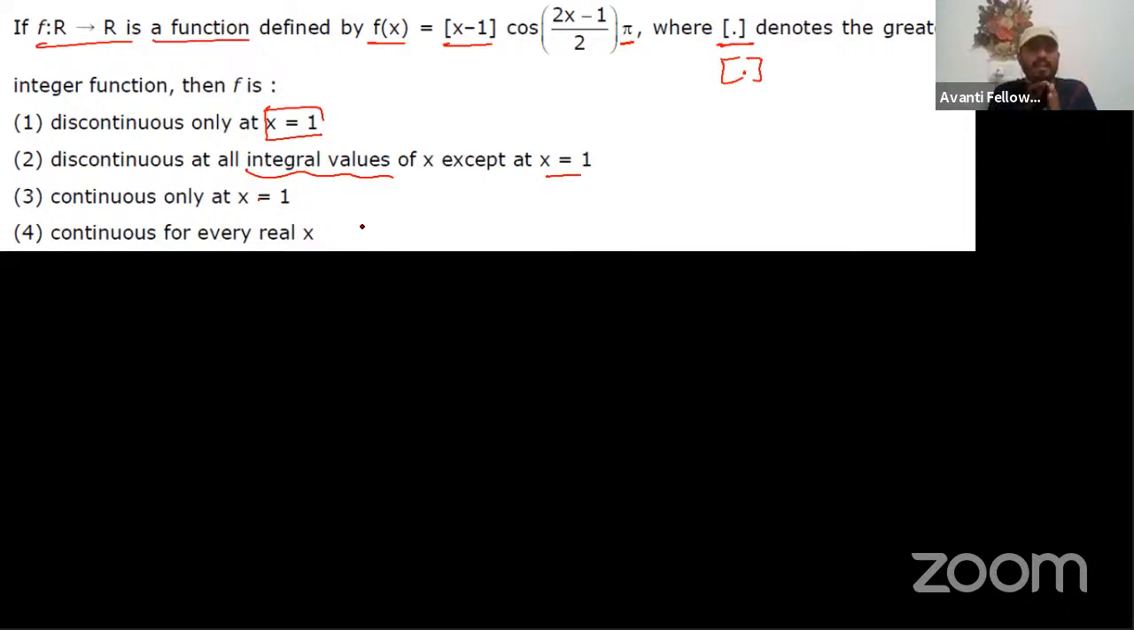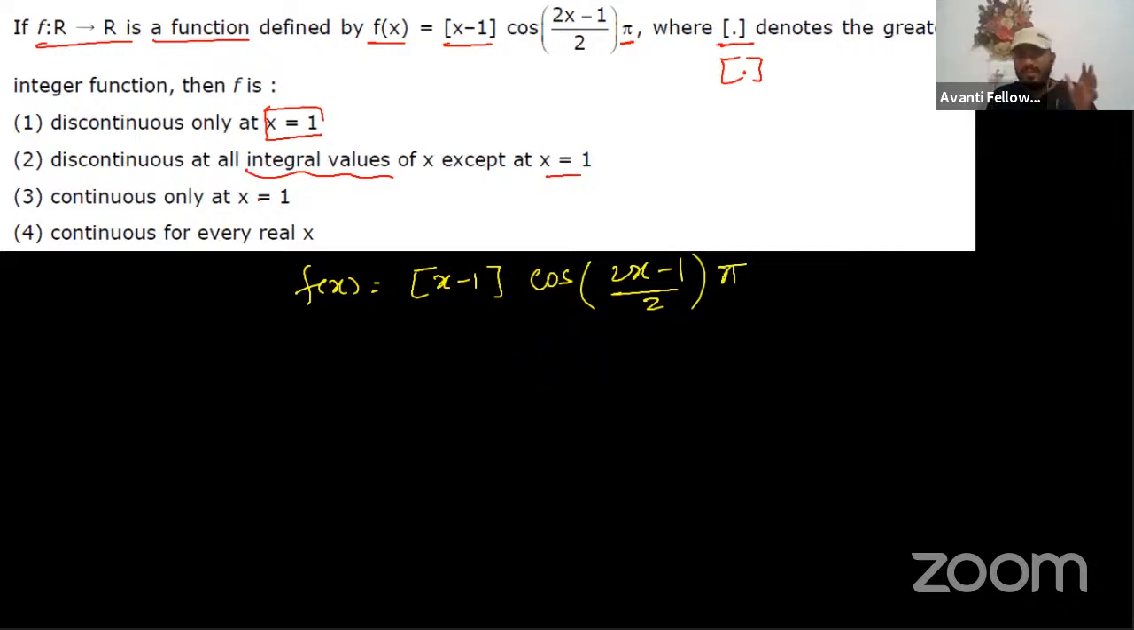Now let's see. First of all, let me write f of x as greatest integer of x minus 1, times cos of (2x minus 1) divided by 2 into pi. When I look at this function, f of x is a product of two functions. One is the greatest integer function, the second is a trigonometric function. The trigonometric function has no problem, because every trigonometric function is continuous in its given domain. Whatever this trigonometric function is, it is continuous.